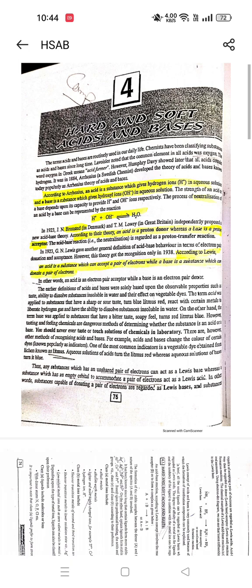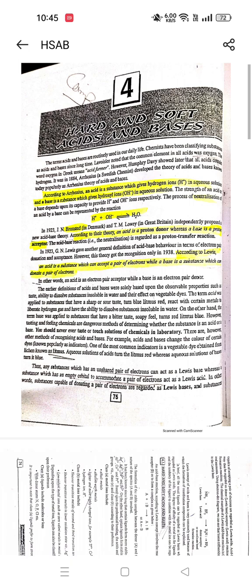In 1923, Johannes Bronsted in Denmark and T. M. Lowry in Great Britain independently proposed a new acid-base theory. According to their theory, an acid is a proton donor whereas a base is a proton acceptor. The acid-base reaction, that is the neutralization, is regarded as a proton transfer reaction.